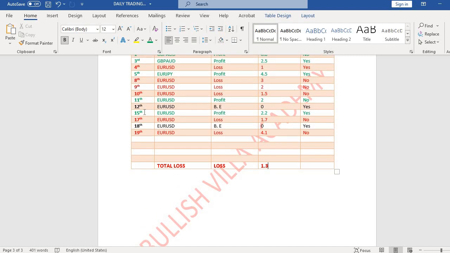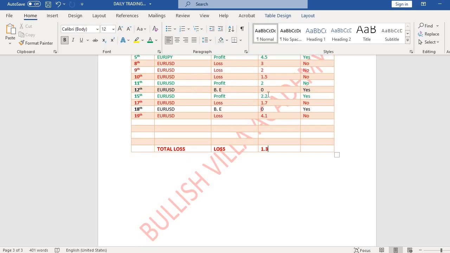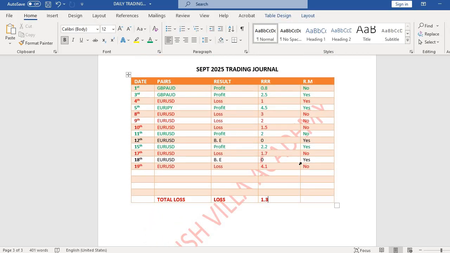From the 12th, 15th, 17th, 18th, 19th. On the 12th, it was a break even. Then on the 15th, I made 2.2 half. Can you see? Then on the 17th, I lost 1.7 half. Now my risk management was a no. How did I miss risk management? That means I didn't follow my risk management, because my loss appetite per trade, I shouldn't be risking more than one half. But you can see that I have 1.7 half, so my risk management was a no.